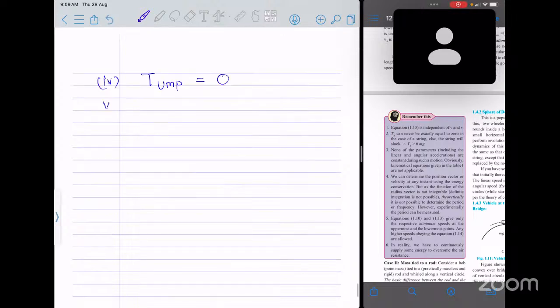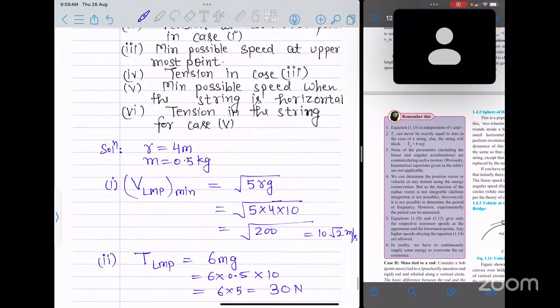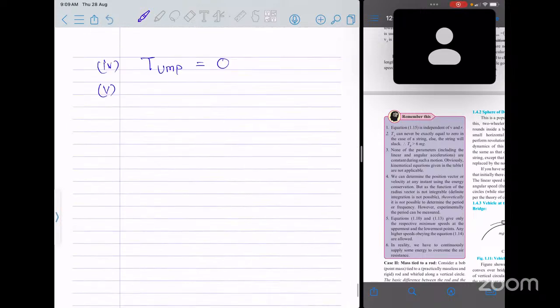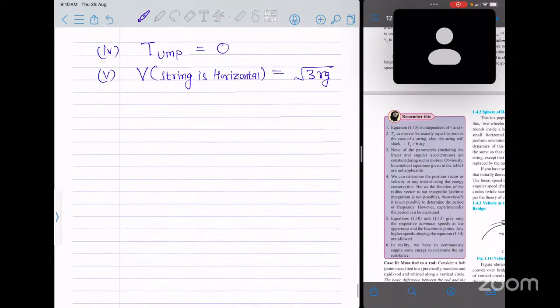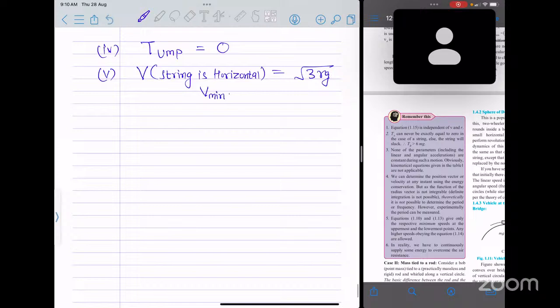Then we have number 5, minimum possible speed when the string is horizontal. Speed V if string is horizontal is given by root 3 rg. String will be horizontal in case of C and D. So minimum possible speed is square root 3 rg.